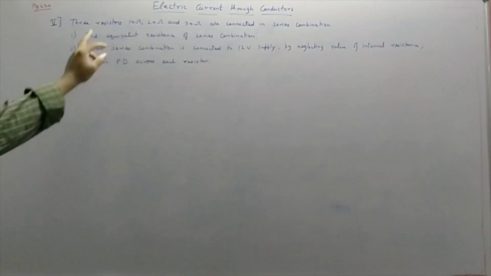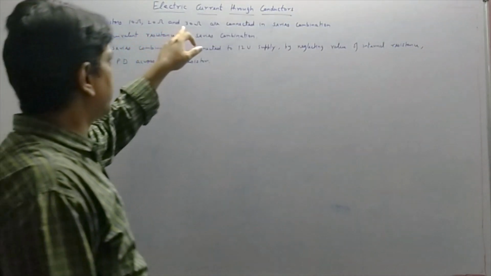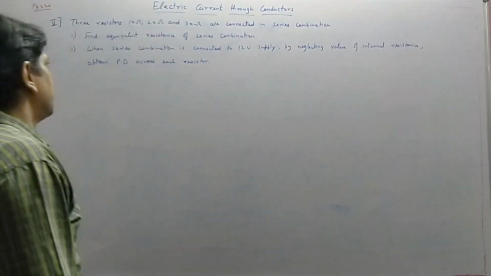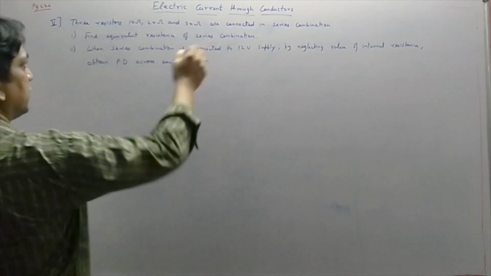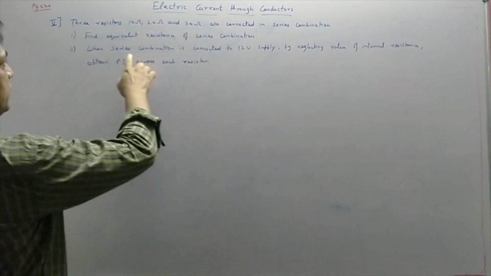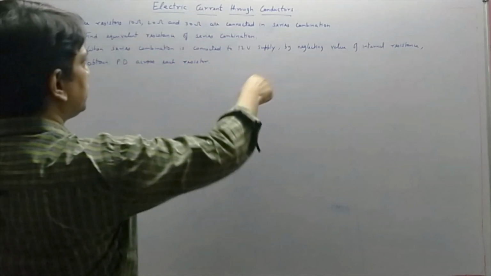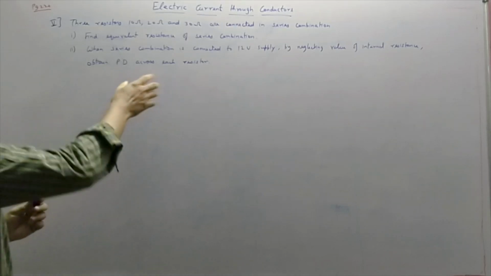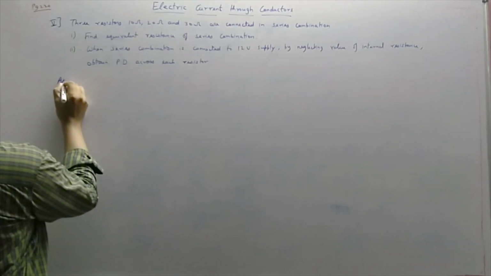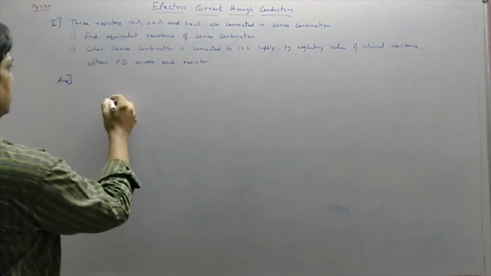Sum number 5: we have three resistances, 10, 20 and 30 ohms, connected in series combination. Find the equivalent resistance of the series combination. It is very easy. When the series combination is connected to a 12 volt battery, neglecting internal resistance, obtain the potential difference across each resistance. It is a very easy sum, and you should know what basically it is.